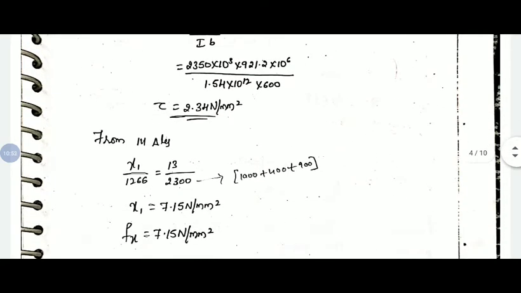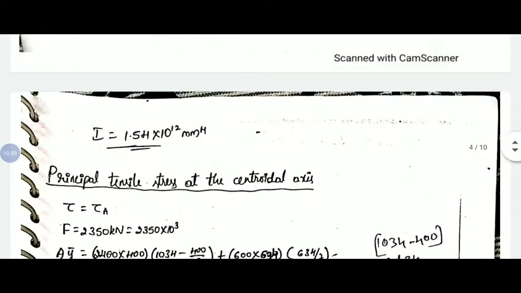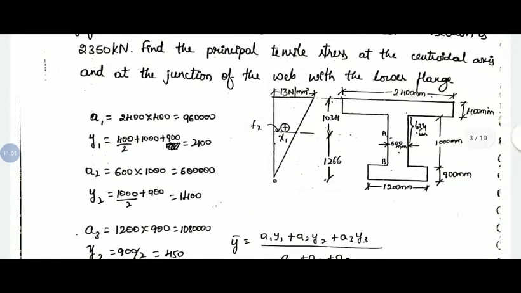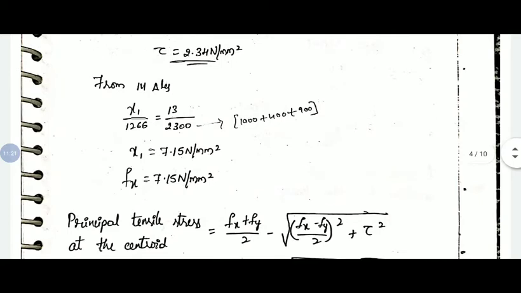So Fx at the topmost fiber is given. If you observe this triangular figure, the topmost fiber is under a stress of 13 Newton per mm square, but we need to calculate Fx at the level of the centroidal axis. By using the similar triangle method we can calculate x1 here. So x1 by 1266 is equal to 13 by 2300, that is the overall depth of the section. On simplifying, x1 we get 27.15 Newton per mm square. That will be treated as Fx.